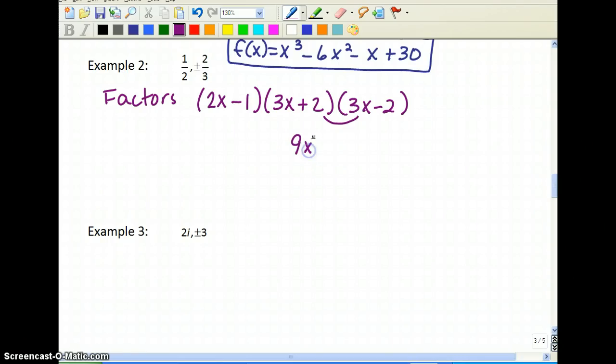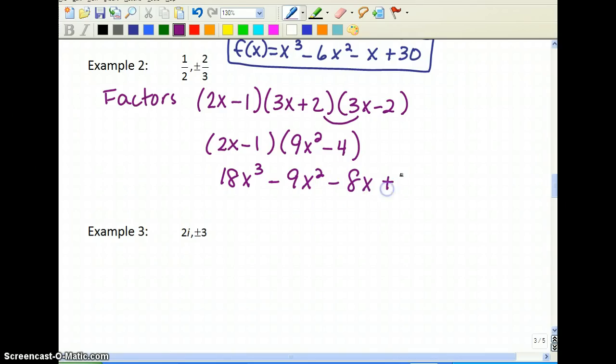That's 9x squared minus 4. Then I still need to multiply that by 2x minus 1. So again, you can think double distribute, or you can think FOIL. It doesn't make any difference. So it's 18x cubed minus 9x squared minus 8x plus 4.